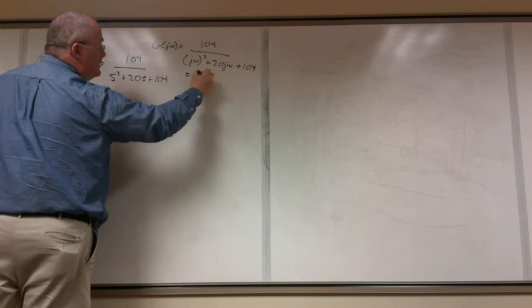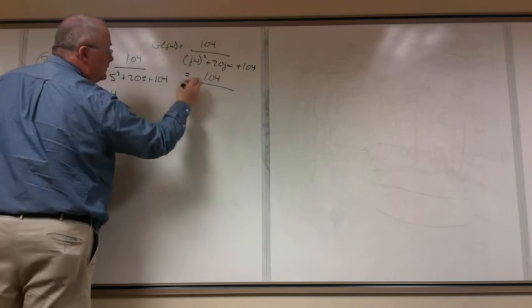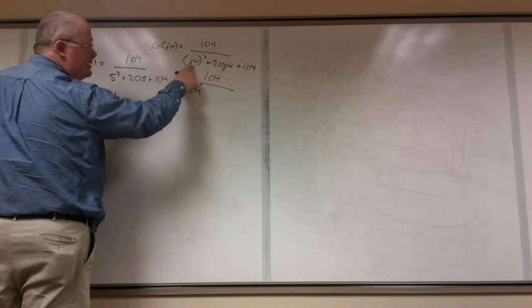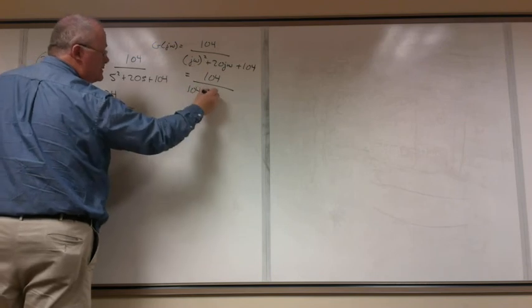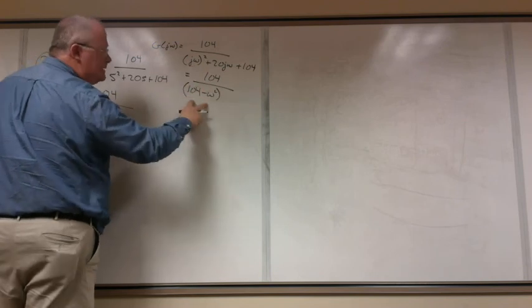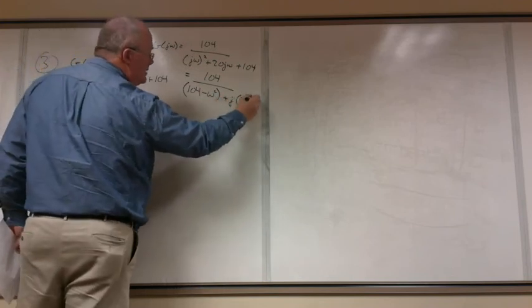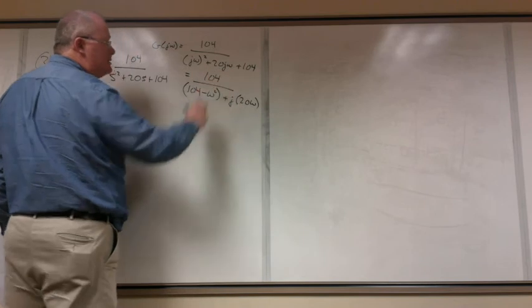So if G of s is equal to this, then we say G of j omega is equal to this, which is 104 over, let's do the real parts first, 104. This j omega squared means it's minus omega squared. That is the real part, plus j times 20 omega. 20 omega is the imaginary part.